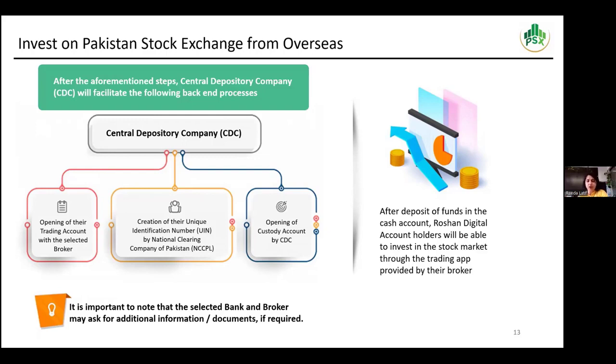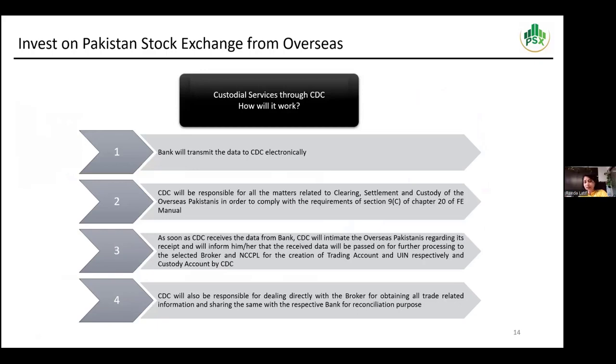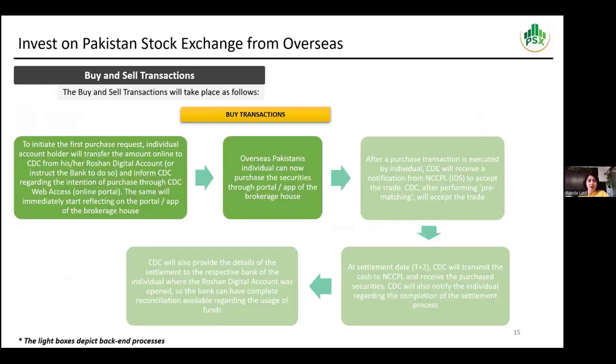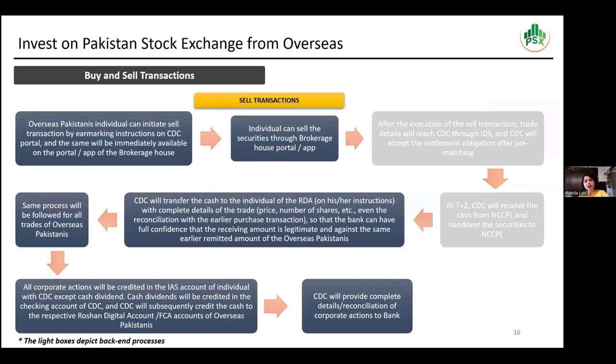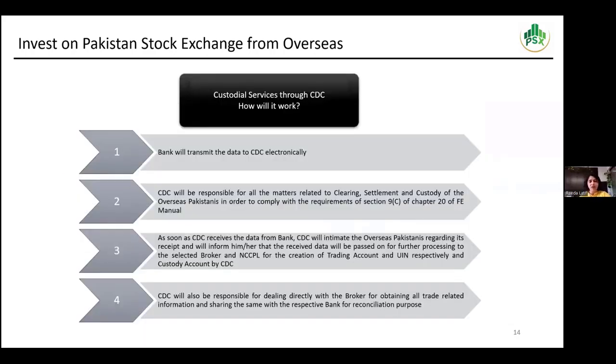After you do that, you will be notified that your account is open. This is your unique identity number, and then you will be able to deposit funds into your RDA, that is Roshan Digital Account. At the back end, there is CDC, which is your custodian. The bank will transmit all the data to CDC. CDC is responsible for all matters: clearing, settlement, custody, and ensuring that any trade that you make is settled and the money comes into your account, or the shares are visible in your account. As soon as CDC receives this information, it will initiate the process and notify you accordingly.